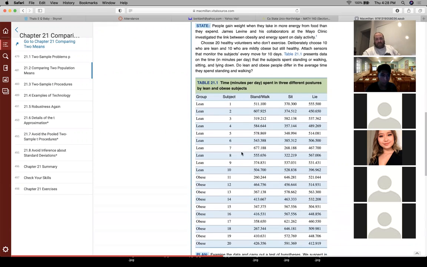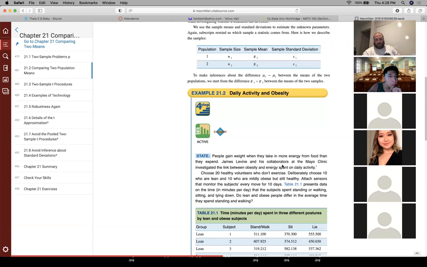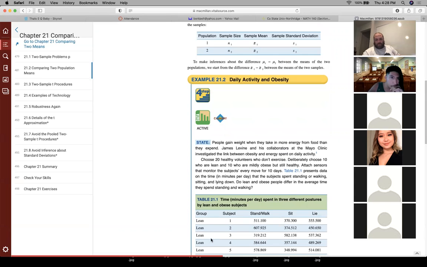So the data we have here: 10 subjects who are lean, and this is how much time they spend standing or walking, sitting, lying down. And then we have 10 people who are obese, standing or walking, sitting, lying down. And what exactly is the question here? We want to know whether lean people spend more time standing and walking than obese people, right? Because if that's the case, then all you got to do is walk more, stand more, and you should at least head in that direction.